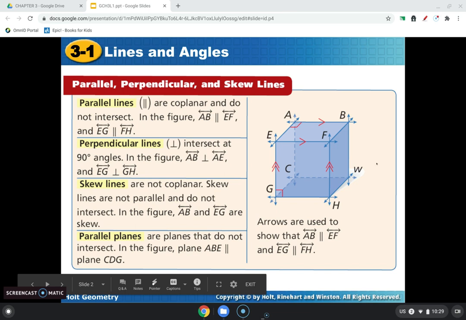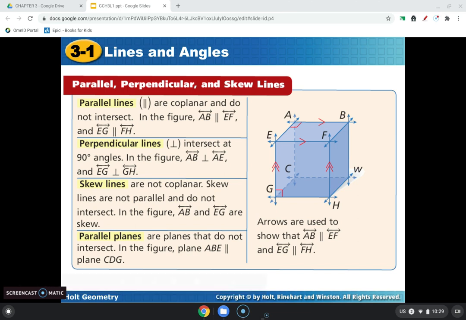Geometry lesson 3-1, starting chapter 3, lines and angles. All right, parallel, perpendicular, and skew lines. Parallel lines, with that symbol right there, the two vertical lines, are coplanar and do not intersect. In the figure, AB is parallel to EF, and EF is parallel to FH. Or excuse me, EG is parallel to FH.